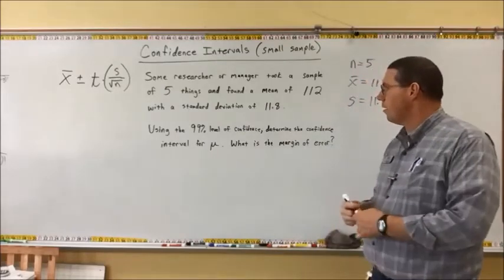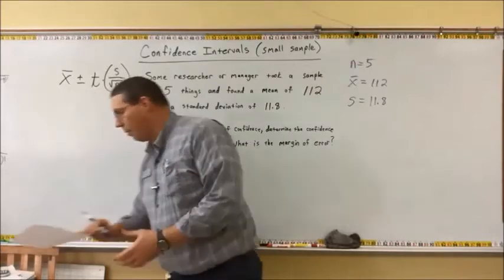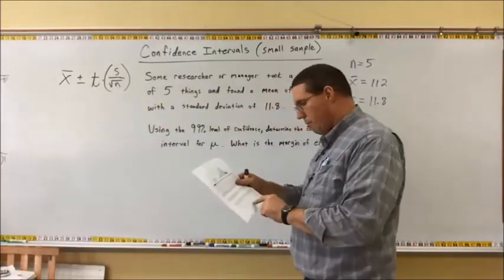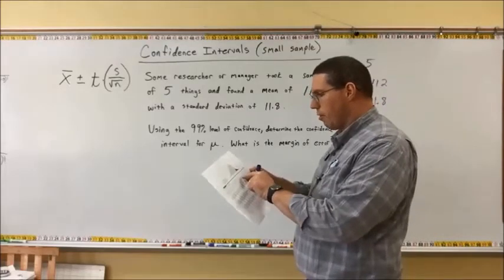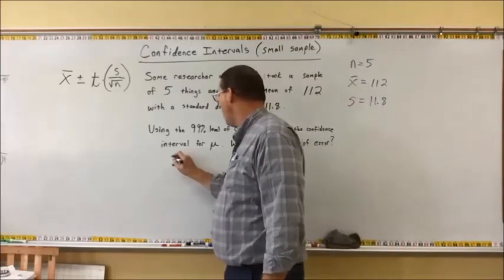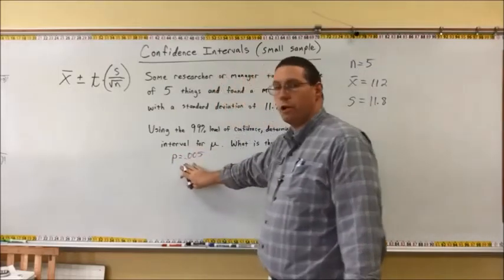What is the margin of error? Okay, well, we're going to need the t-table. So we get the t-table. And if we go to the 99% at the bottom, and then go to the top, that says our p-value is 0.005. So that's the column we're going to use.